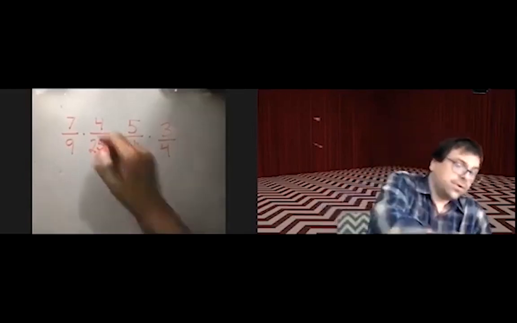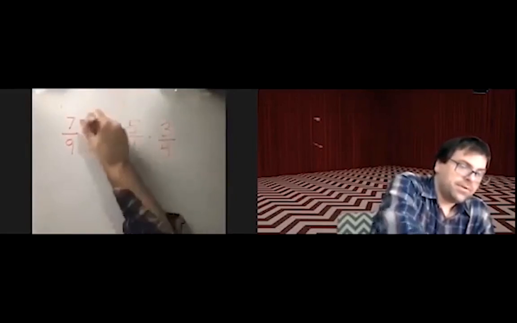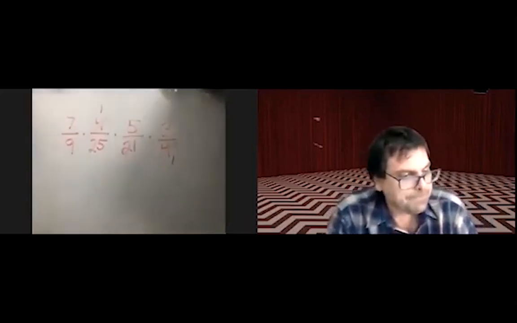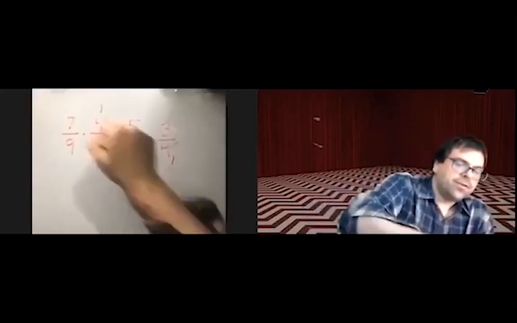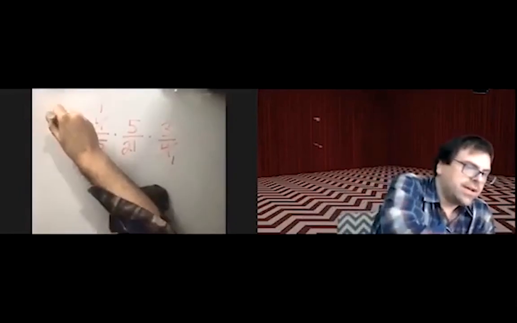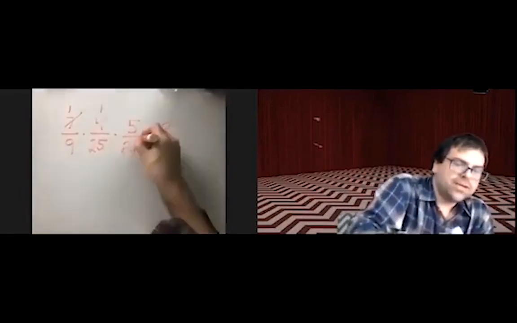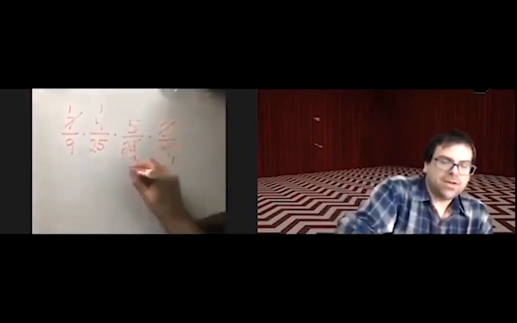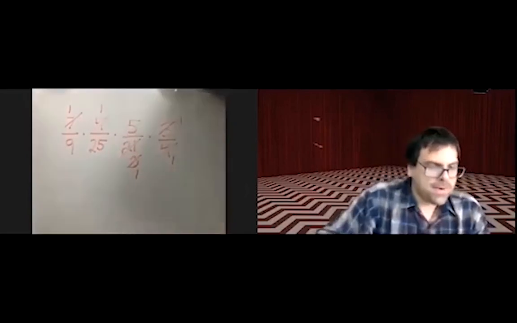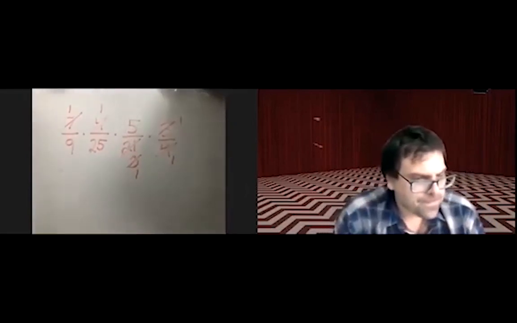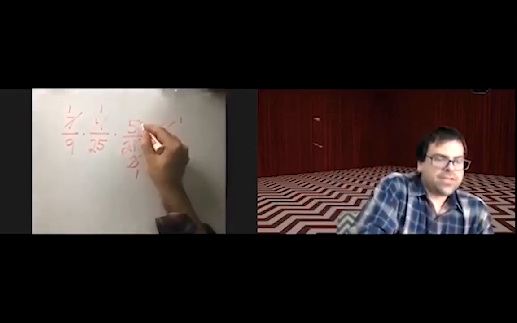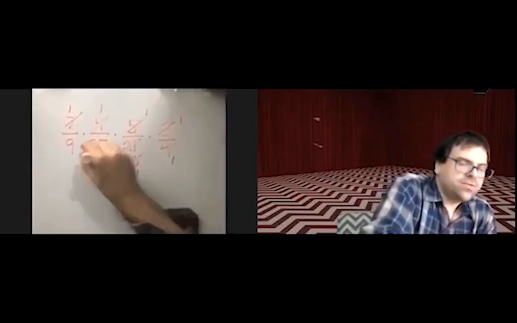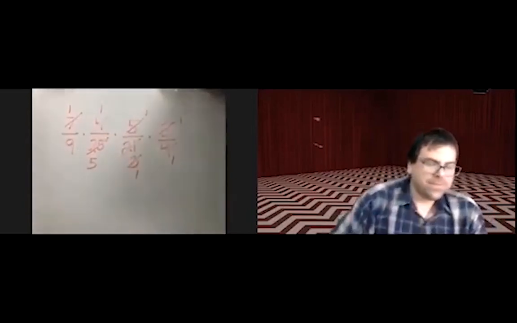I like seeing this 4 on the top and this 4 on the bottom. That's a pair. It reduces to 1 over 1. 7 over 21, that's 1/3. 7 divided by 7 is 1. 21 divided by 7 is 3. Hey, there's a 3 on the top that can go with that 3 on the bottom. 1 and 1. 5 on the top, 25 on the bottom, that's 1/5. 5 divided by 5 is 1. 25 divided by 5 is 5.